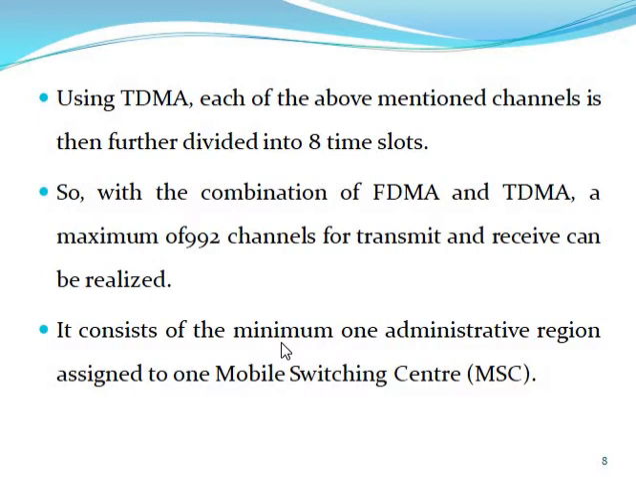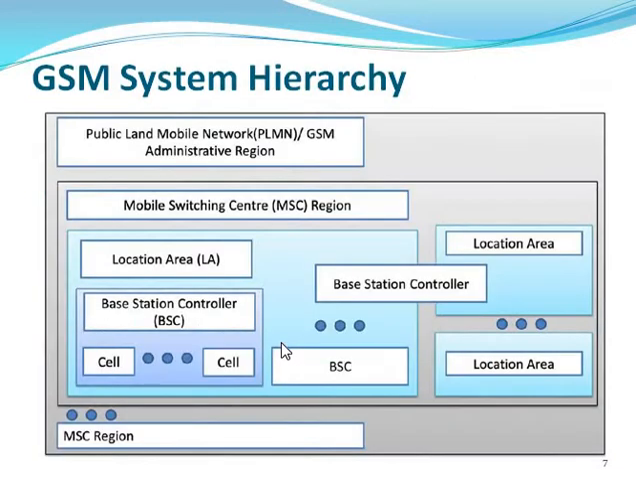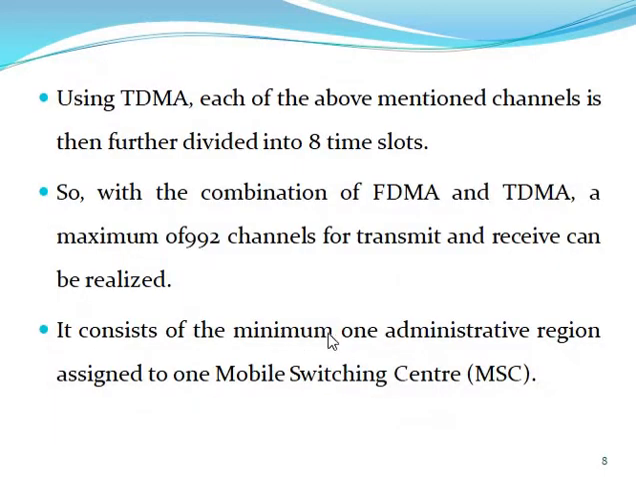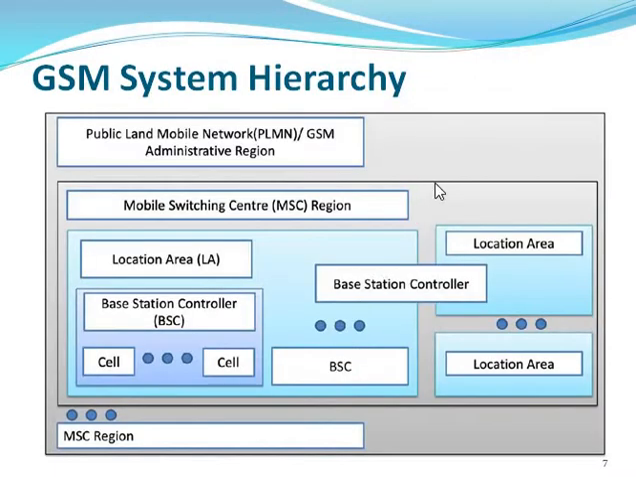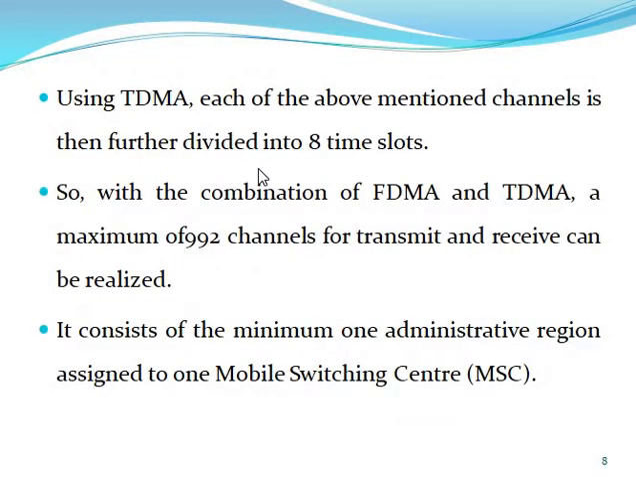of one administrative region, which is assigned to the mobile switching center. So this is important. A minimum of one administrative region is assigned to one mobile switching center. So for a particular location or area, we can assign one mobile switching center, which serves as one administrative center for the particular mobile service.